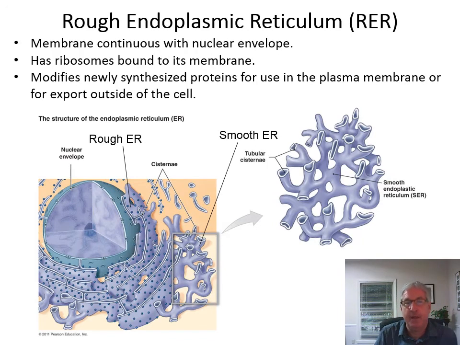Next slide. Rough ER has cisternae too, but these are more layered rather than tubular generally, and you have ribosomes attached, all those little dots that are attached. Okay, so that's the site of protein synthesis. So it makes and modifies newly synthesized proteins for use in the membrane or for use in the plasma membrane or for export outside the cell. Next slide.